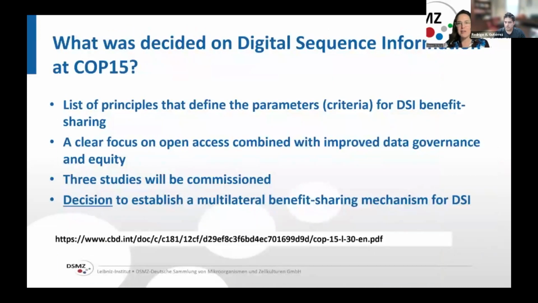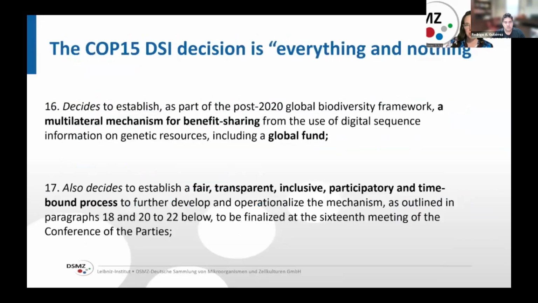And what we found out afterwards, the final language on digital sequence information says there is a list of principles that define the parameters or the criteria for how DSI benefit sharing should be. There is, luckily, and I think due to the work of myself and many others, a clear focus on open access to scientific data combined with improved data governance and equity. The parties also committed to do 3 studies. And most importantly, and this is really quite groundbreaking, they decided in a consensus-based way to establish a multilateral benefit sharing mechanism for digital sequence information.